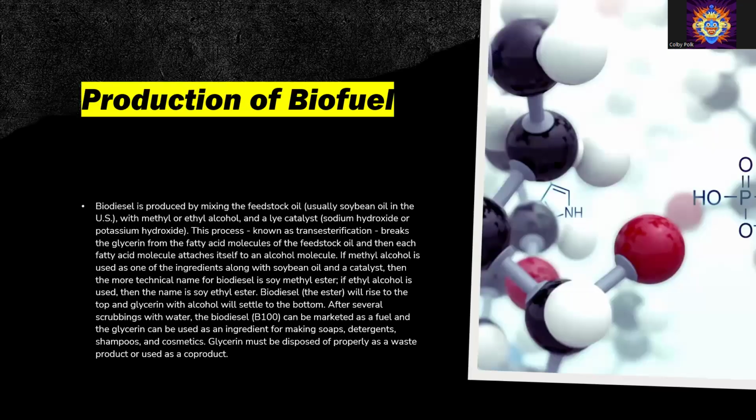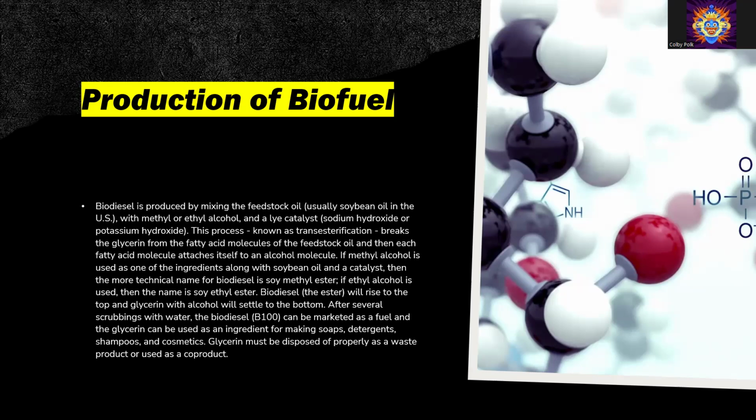So this is about the production of the biofuel itself. It is produced by mixing your feedstock oil, which in the US's case is soybean oil, with an alcohol and a catalyst. This process, which is known as transesterification, breaks the glycerin from the fatty acid molecules of the feedstock oil, and then each fatty acid molecule attaches itself to an alcohol molecule. If methanol is used as one of the ingredients, the more technical name will be soy methyl ester. If ethyl alcohol is used, it will be soy ethyl ester.